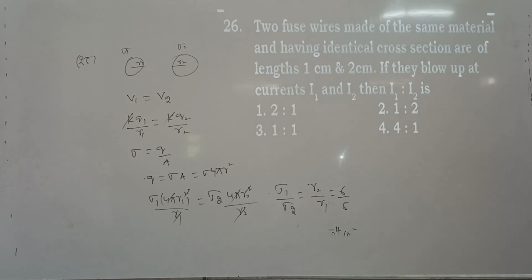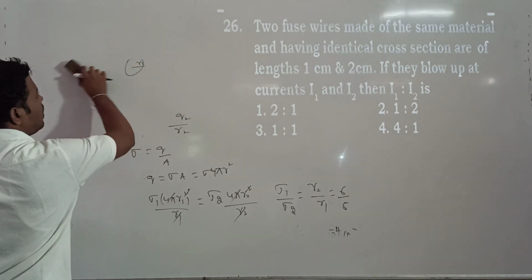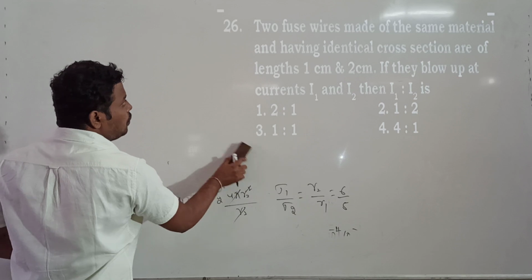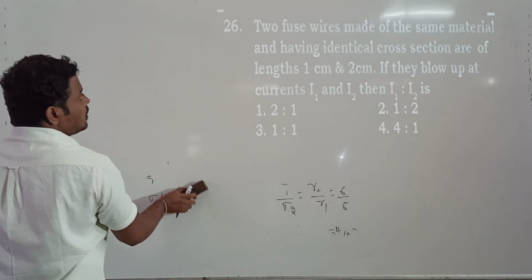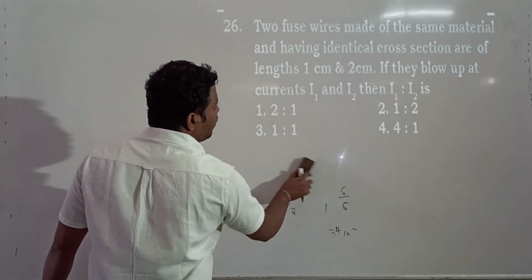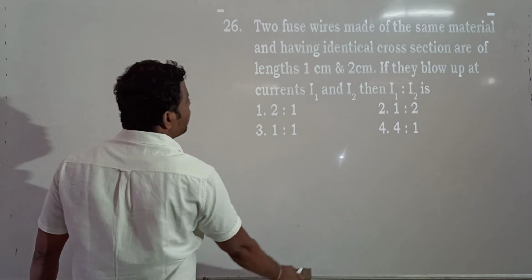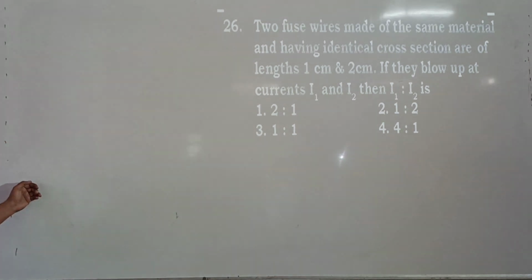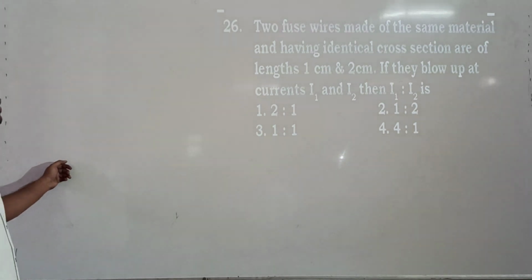Question number 26. The question given is fuse wires of the same material and having identical cross section, but their length values are given as 1 cm and 2 cm. So if they blow up, the current values are I1 and I2. So what is the I1 to I2 ratio? So this is the question based on the principle of the fuse wire.